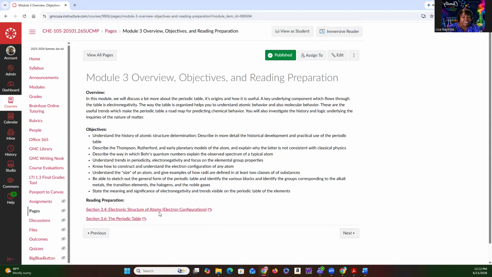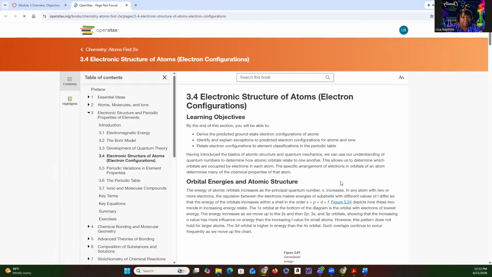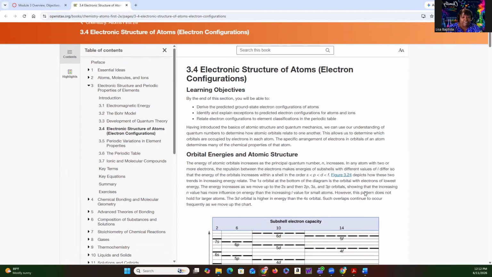Your reading preparation is section 3.4, electronic structure of atoms, and 3.6, the periodic table. So each of these are links to the section in your textbook. All right, and so this one is the electron structure of atoms.